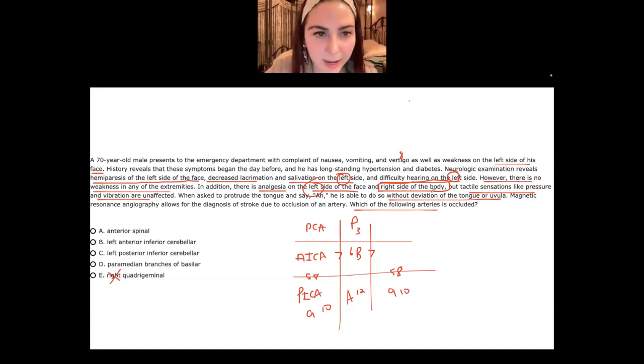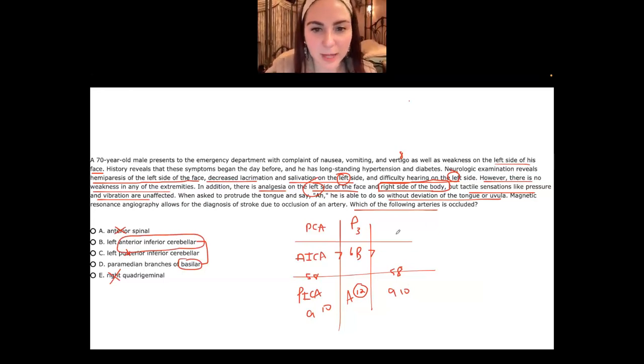It also tells me that when asked to protrude the tongue, there's no deviation. That's 100% cranial nerve 12, and that's a medullary area. We cross out anything that has to do with the medulla. So anterior spinal, that's down in the medulla. PICA, that's down in the medulla, out and out. So now, with just some cranial nerve stuff, we've already narrowed it down to two things. We have a basilar artery, which is going to be medial pons, and then we have ICA, which is going to be lateral pons.